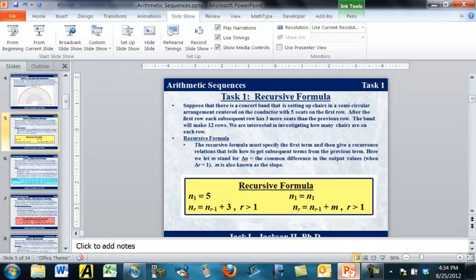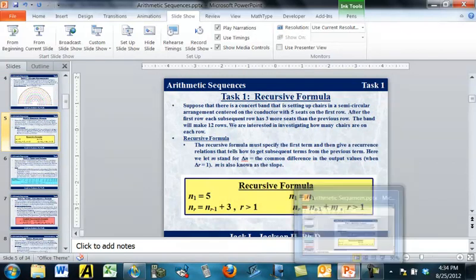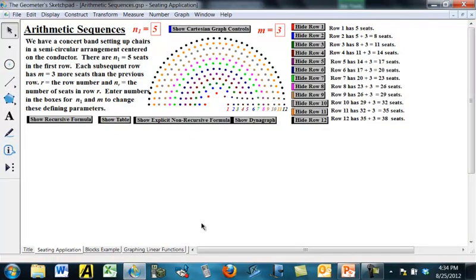Now we want to find a recursive formula. Remember, a recursive formula says you need to have 2 things. You need to tell where you start and then how you get from one to the next. So you need to know what your initial output is. That's basically this statement right here, that N1 equals 5. That's going to be our first step. We need to put that down, and then we need to know how to get from one to the next.